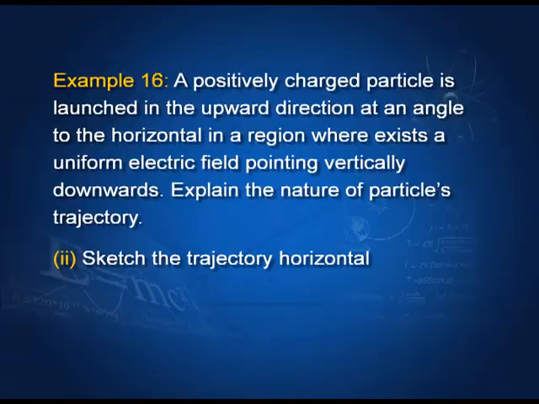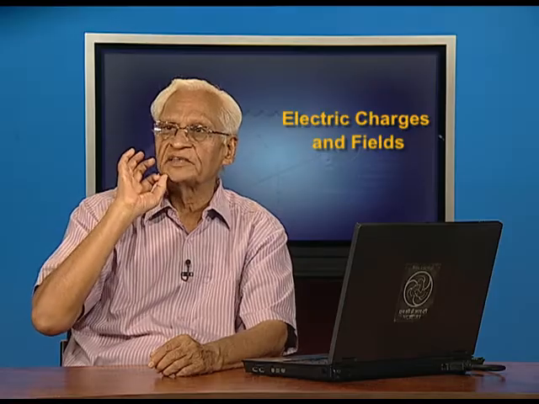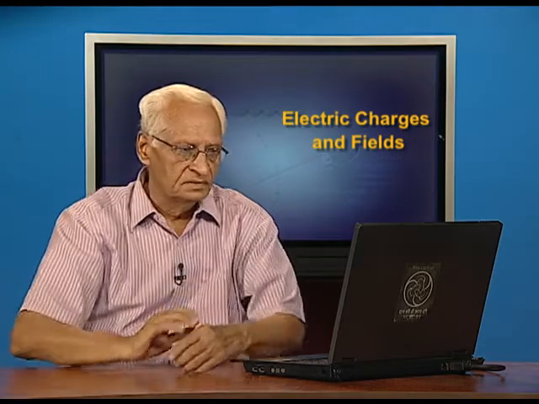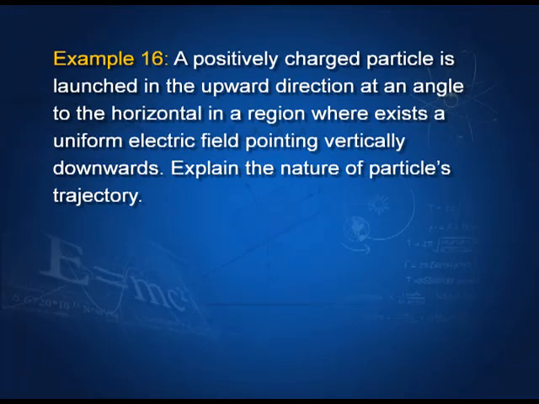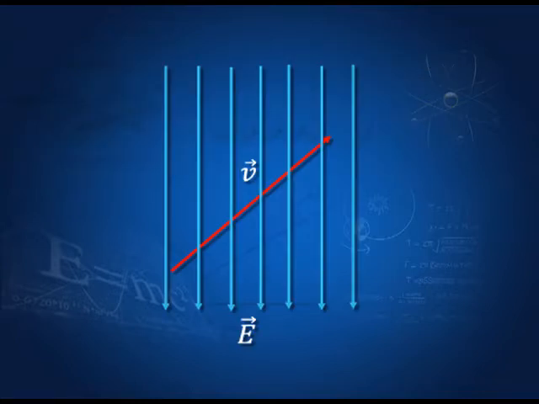A positively charged particle is launched in an upward direction at an angle to the horizontal. You see, we have a positively charged particle and I throw it like this, like a trajectory of a projectile. We will find that this trajectory has to be that of a projectile. So, this is the velocity. The electric field is like this.